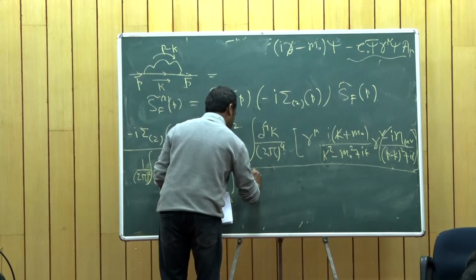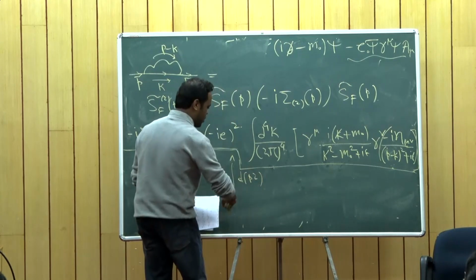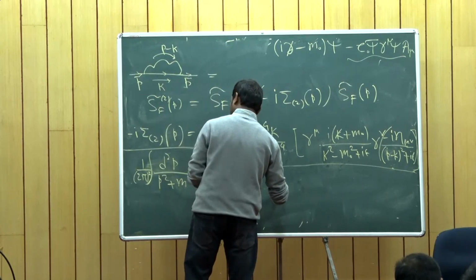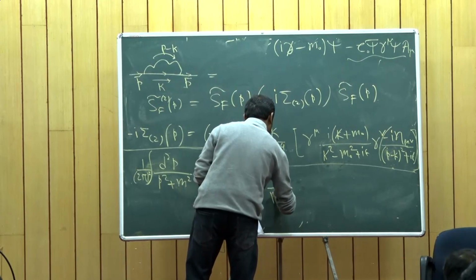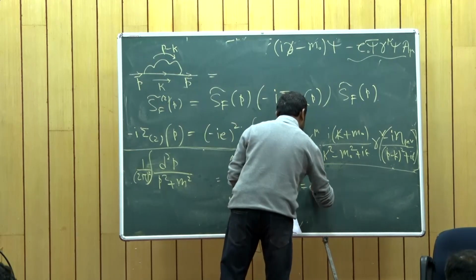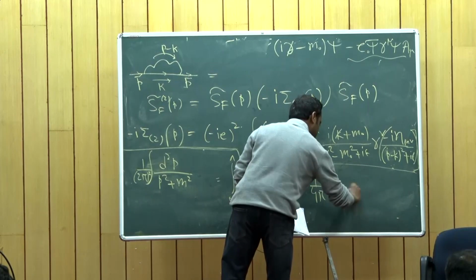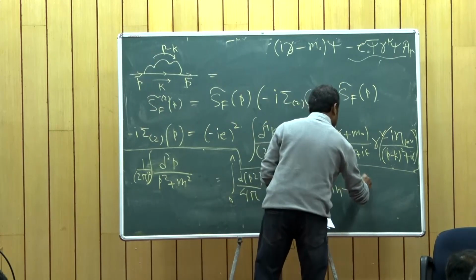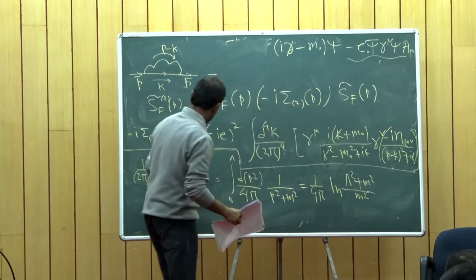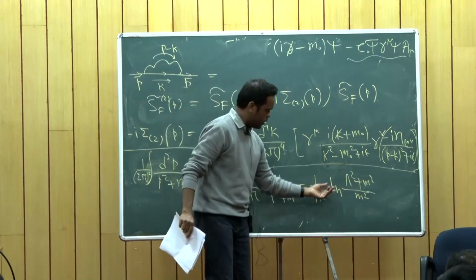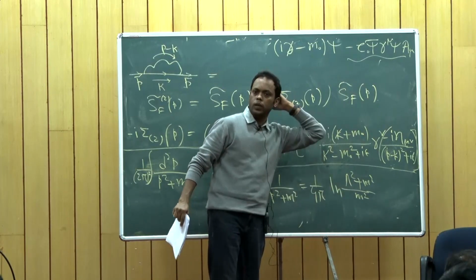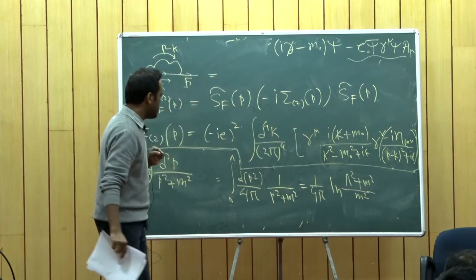d of p square, this is the radial integration that you are doing over 4 pi, 1 over p square plus m square, and the result, as all of you know, is ln of lambda square plus m square over m square. This is one way you regulate this, and you can recover the divergent piece by taking this again to infinity.